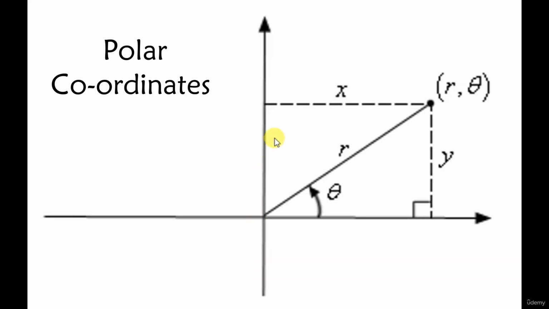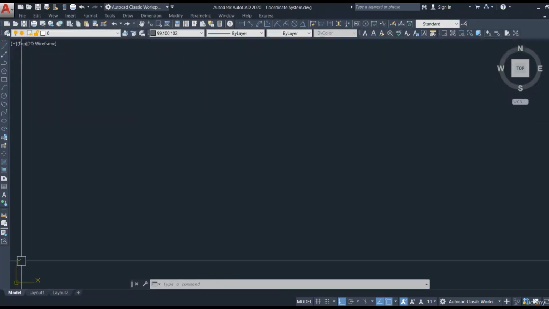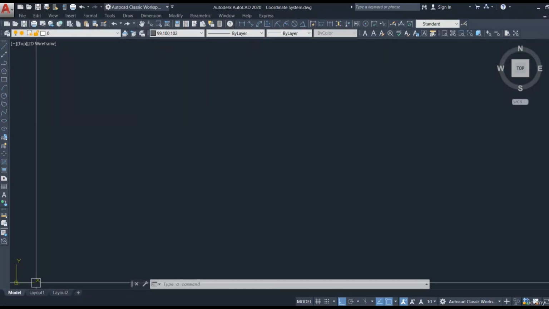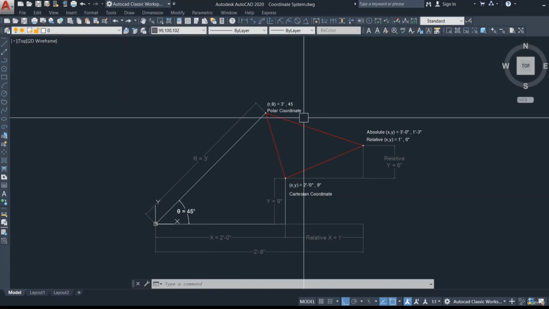When you take the polar coordinate system, we have the values of r and theta. r is this value and theta is the angle between 2 points. So this is the polar coordinate system. When you take an AutoCAD drawing, you will have the origin here, x and y. Here I have the Cartesian and polar coordinate systems.